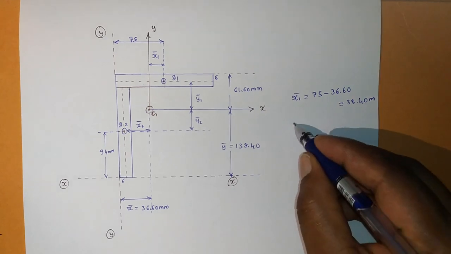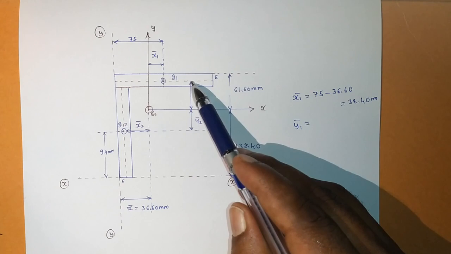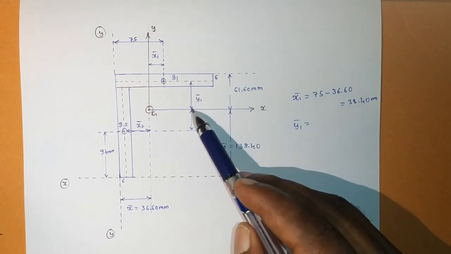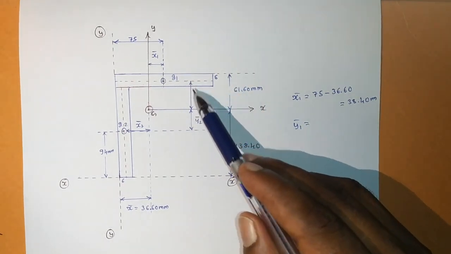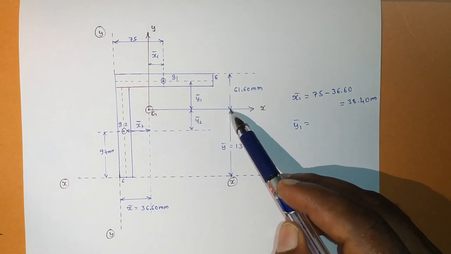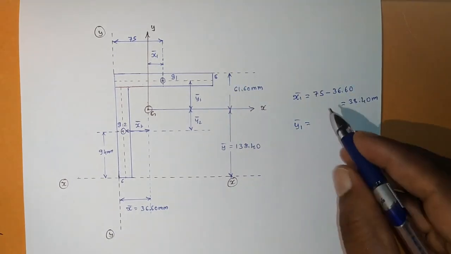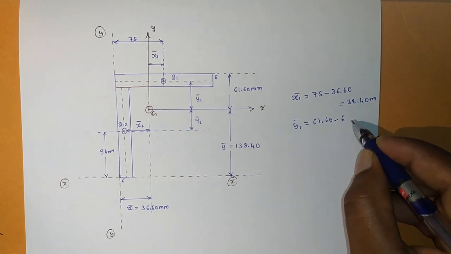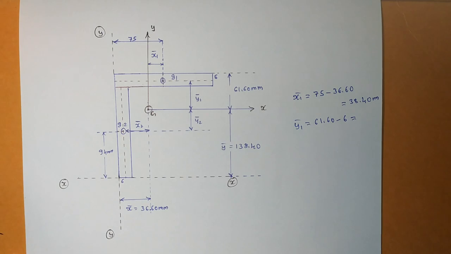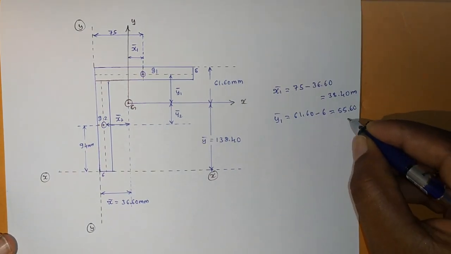Now let us mark y1 bar. What is y1 bar? Distance between centroid of section number 1 and centroidal axis along vertical direction. This distance. How do you get this distance? 61.60 millimeter minus 6 millimeter. 61.60 minus 6 millimeter is 55.60 millimeter.